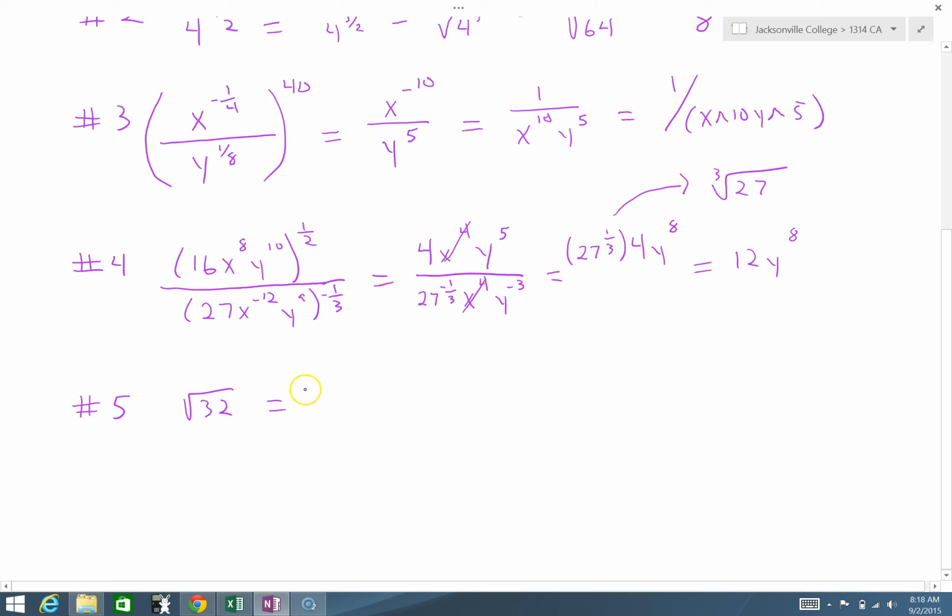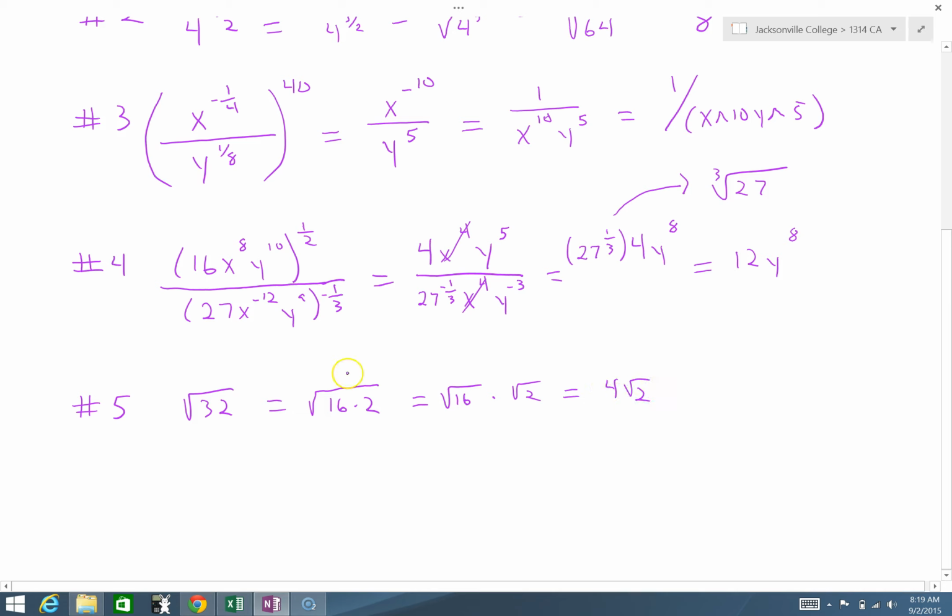So what I want to do is write 32 as a product of some number I can take the square root of. 32 is 16 times 2. The square root of 16 is 4. Thus, technically what's happening here is we write this as a product of the square root of 16 times the square root of 2. The square root of 16 I can take the square root of, and that leaves 4, so we're left with 4 square roots of 2.